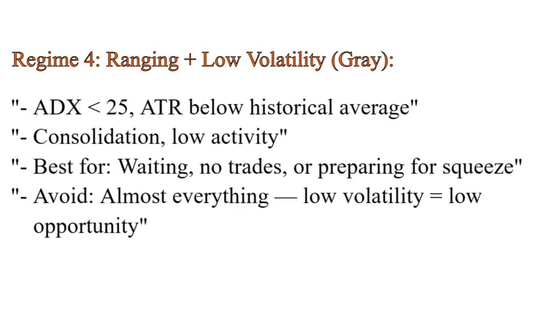Regime 4. Ranging plus low volatility, gray. ADX below 25, ATR below historical average. Consolidation, low activity. Best for waiting, no trades, or preparing for a squeeze. Avoid almost everything. Low volatility equals low opportunity.